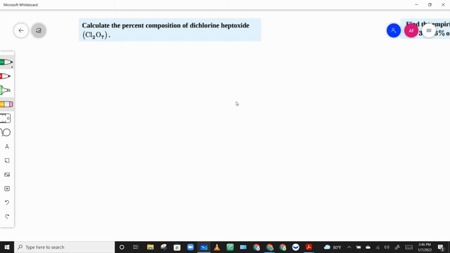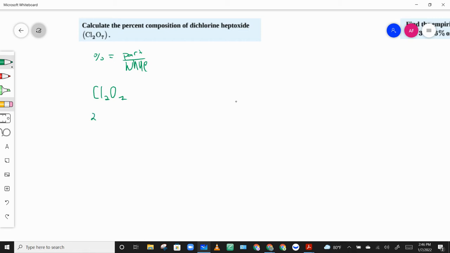Okay, so first, calculate percent composition. Anytime you have a percent of anything, it's part over the whole thing, right? That's basically when we were looking for percent comp. Percent is just part over whole. So we need the part and the whole. Okay, so let's calculate the whole thing first. So the whole thing would be the molar mass of Cl2O7.